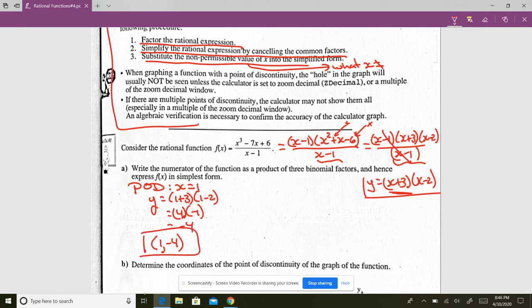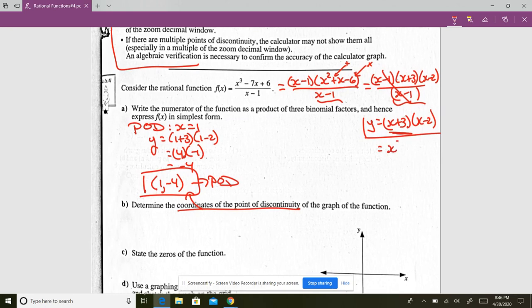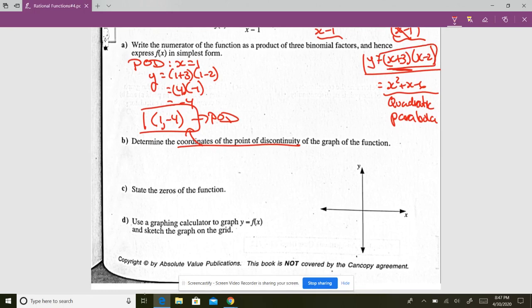All right, POD. So if I asked you to graph this, the coordinates of the point of discontinuity, that's what we just did right there. We have x plus 3, x minus 2. This is the same as x squared plus x minus 6, which is a quadratic, which has the shape of a parabola. But it's better to have it in factored form because those are your x-intercepts.